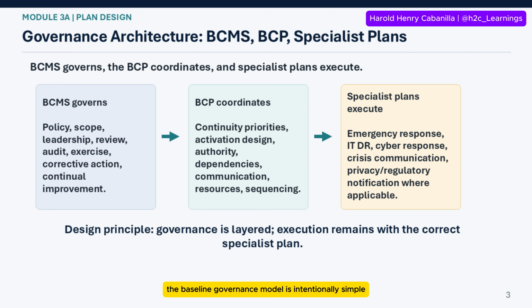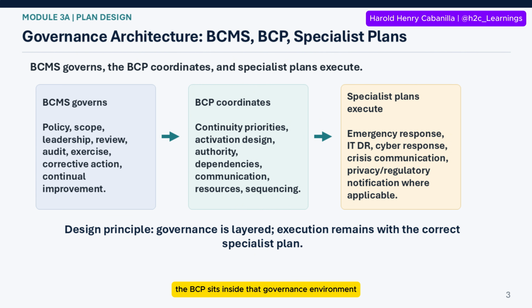The baseline governance model is intentionally simple. BCMS governs, the BCP coordinates, and specialist plans execute. The business continuity management system sets the governance environment. It provides policy, scope, leadership, review, audit, exercises, corrective action, continual improvement, and overall system control. It is the management system that ensures business continuity is planned, maintained, reviewed, and improved.